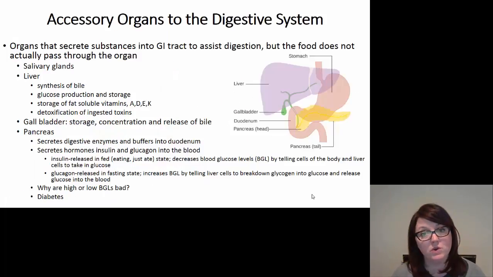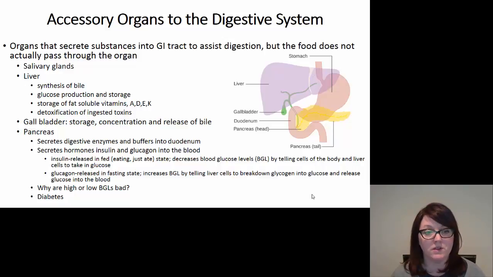Now let's take a look at accessory organs to the digestive system. So these are organs that help out with the digestive tract, but food does not actually pass through them. Okay? We've already mentioned all of these, but we're just going to take a look at them in a little bit more detail and review. So first up are the salivary glands. So the salivary glands don't actually come into contact with your food, but they do produce your saliva, and saliva makes deglutition easier, which is swallowing. But salivary glands also do put some digestive enzymes into your food too.